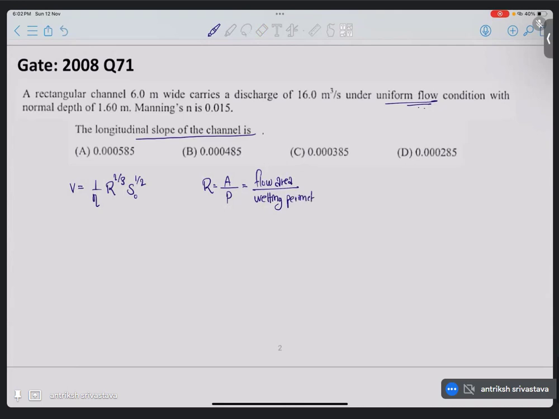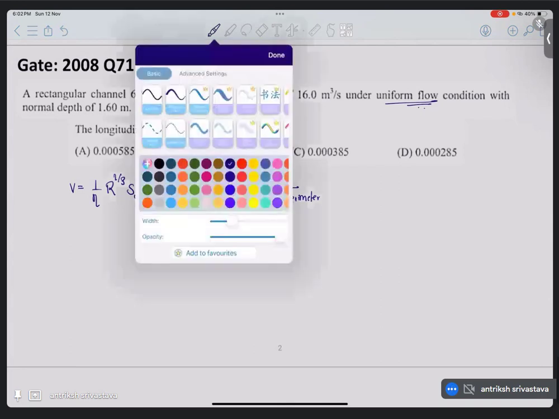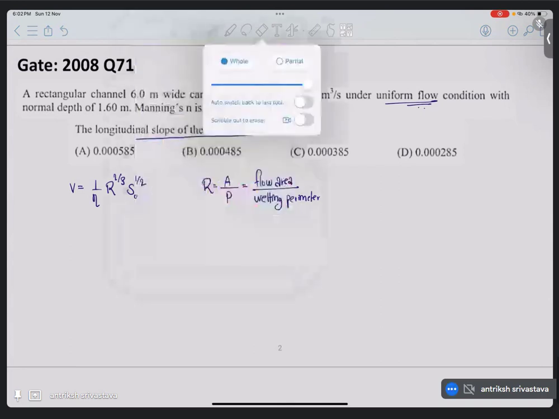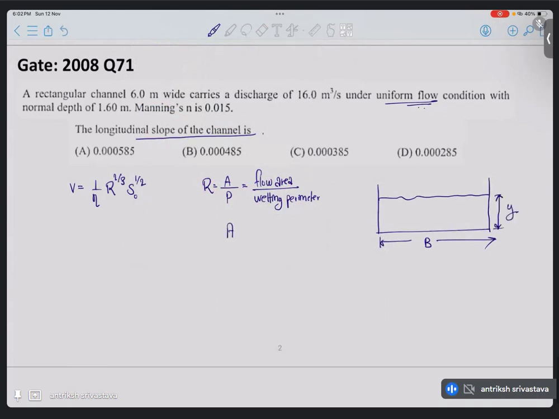In this question, we are given a rectangular channel, so let's draw that. This is the width B, and this is the flow depth Y. The area of flow will be B into Y, and the wetted perimeter will be B plus 2Y. So let's solve this question.